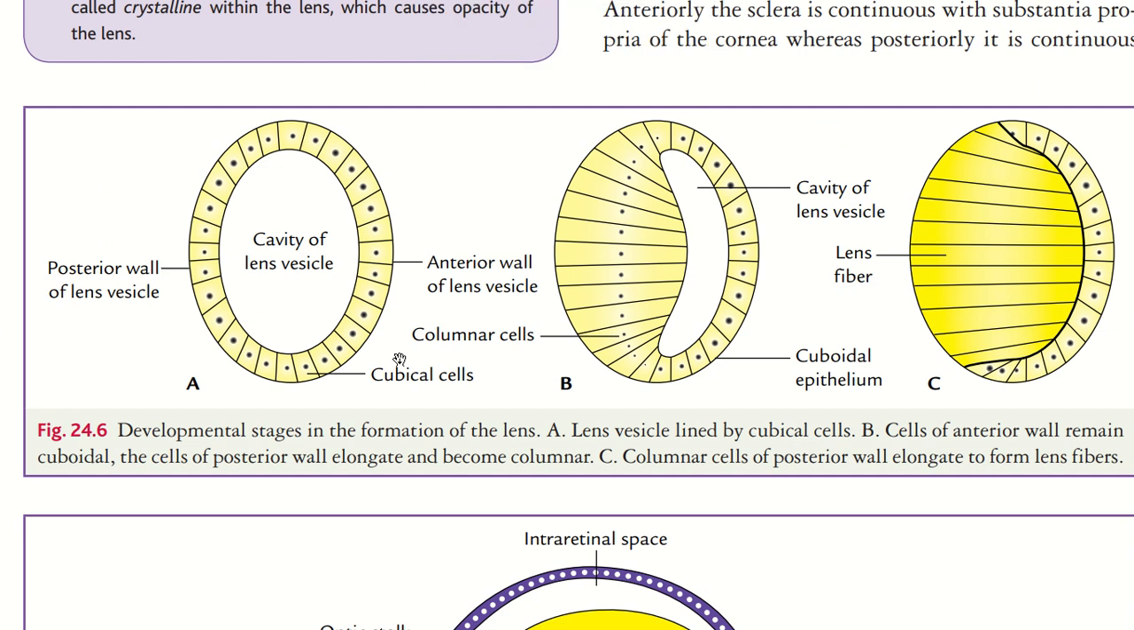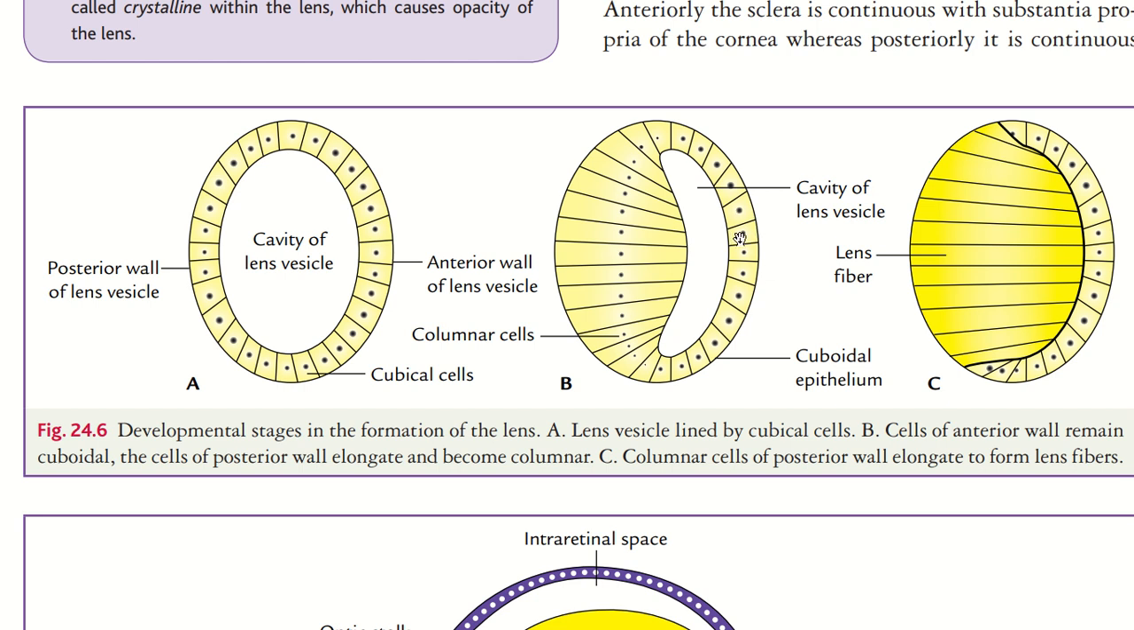The lens itself is coming from the lens placode. So the lens is going to be surrounded by these cells that come from the surface ectoderm. These are actually cuboidal cells. So this is going to be your posterior wall of the lens, and this is going to be your anterior wall of the lens. And take note, the cells within the posterior wall are actually going to elongate anteriorly until they fuse. So these ones will be growing and growing until they fuse with the anterior wall.